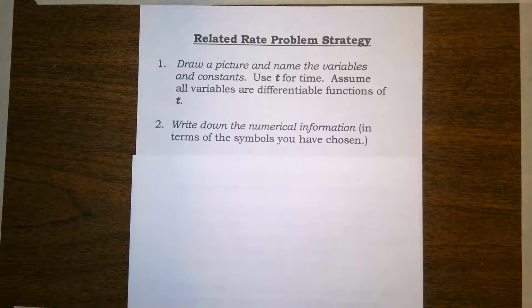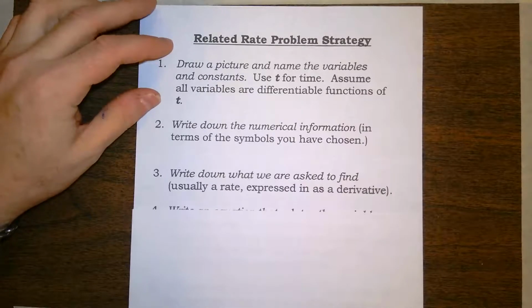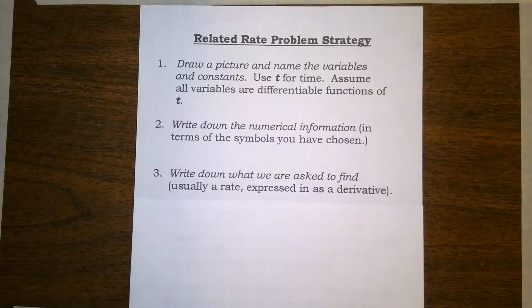Obviously, as the radius is getting bigger, the area of the circle is getting bigger. Write down the numerical information in terms of the symbols that you have chosen. Next, we're going to write down what we're asked to find. Now, this is important. What are you trying to find? It's usually going to be some sort of rate expressed as a derivative.